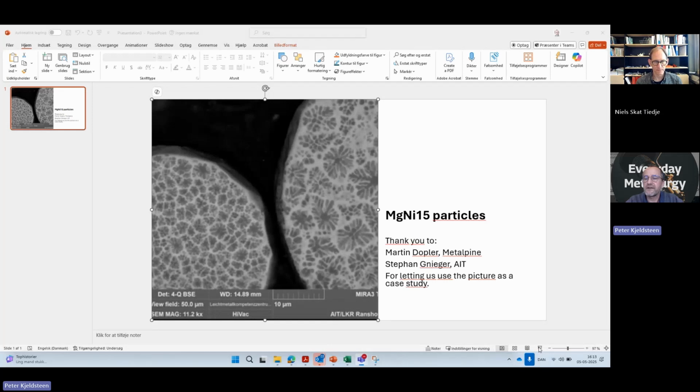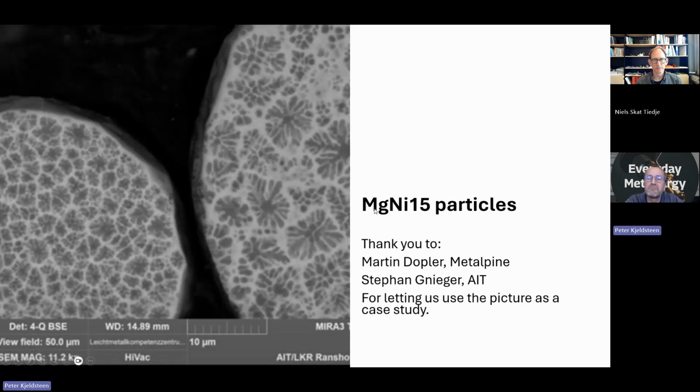I had this very beautiful microstructure from a particle made in manganese-nickel. It was shared by Martin Dopler from Metalpine and made together with Stefan Gnieger. And what you see are these very beautiful flowers. When I looked at it, I think I can see maybe three phases: the white, the black, and the light gray.